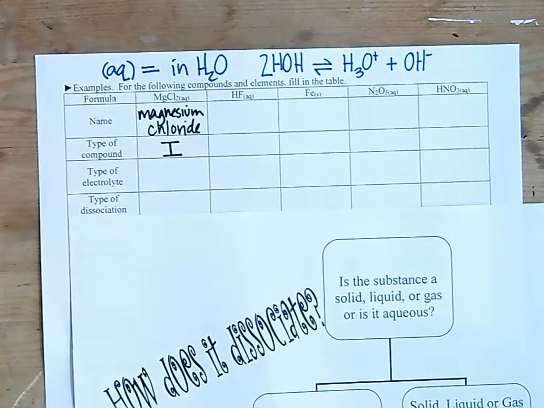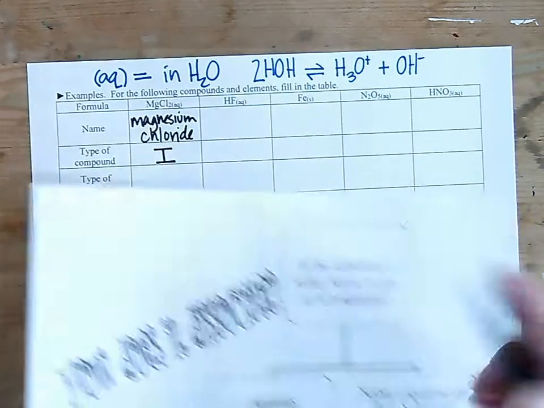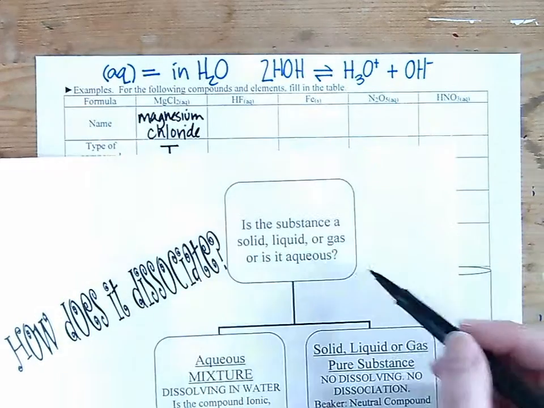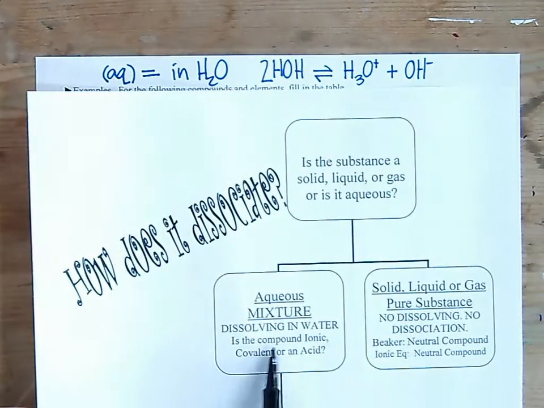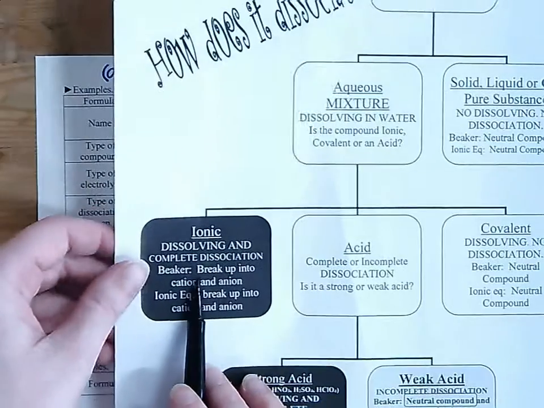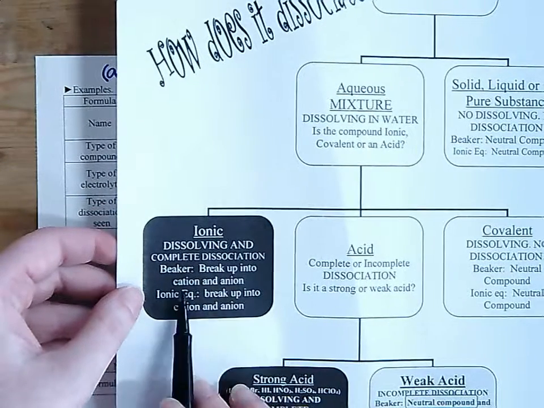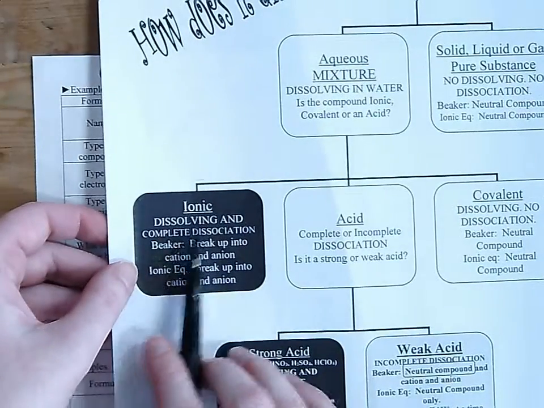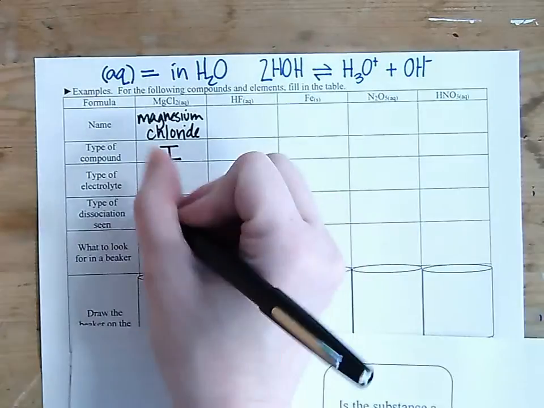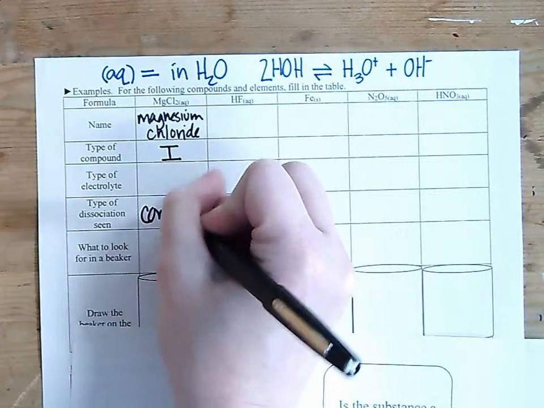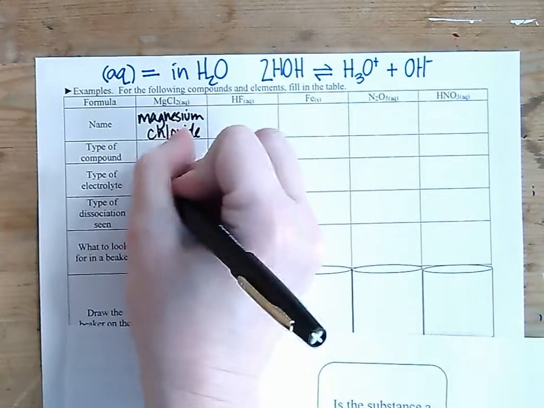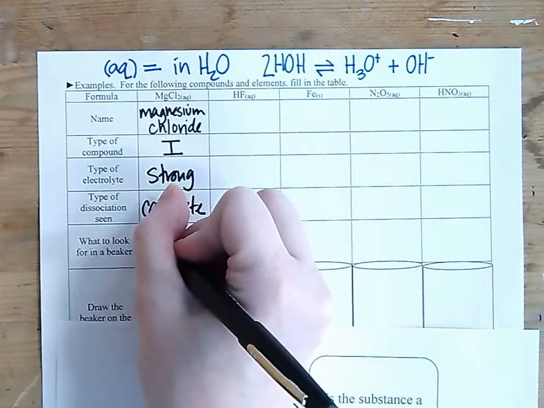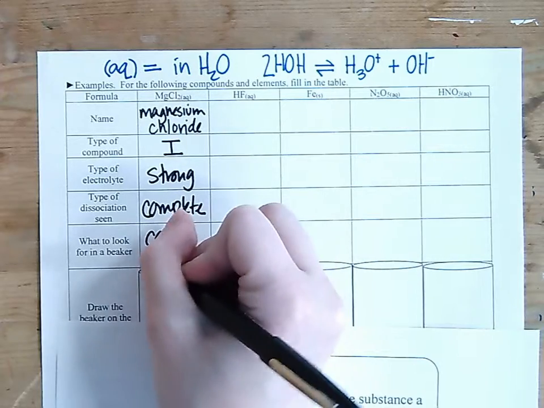Now, my type of electrolyte, I have to first look to see, what do I have? I have something aqueous, so it's aqueous. Is it ionic, covalent, or an acid? We said it was ionic. And in the beaker, it says to break up into cation and anion. It also tells me that it's dissolving in complete dissociation. So I know that I have complete dissociation here, which means it is a strong electrolyte. It tells me in my beaker that I should see a cation and an anion.